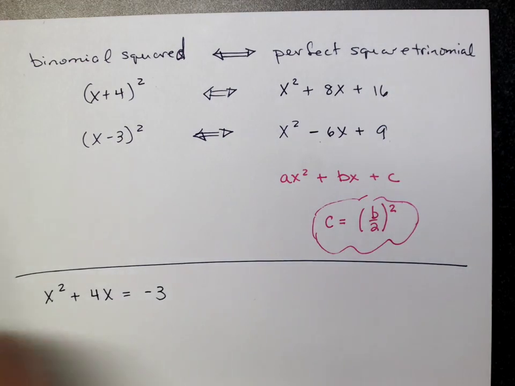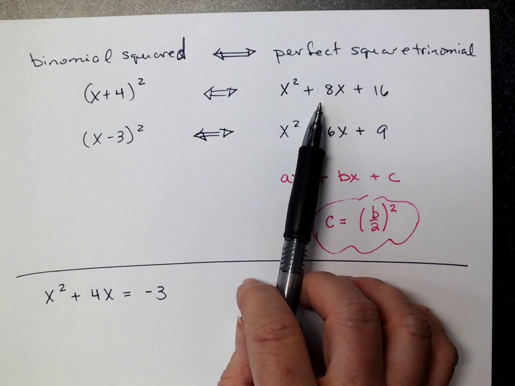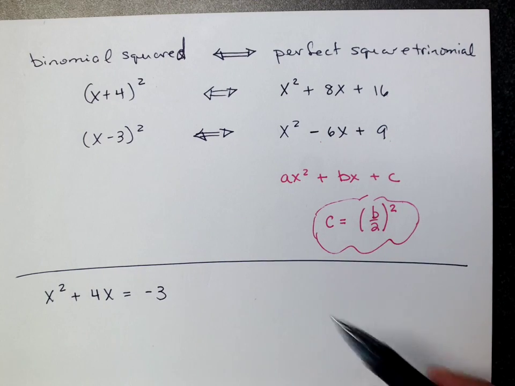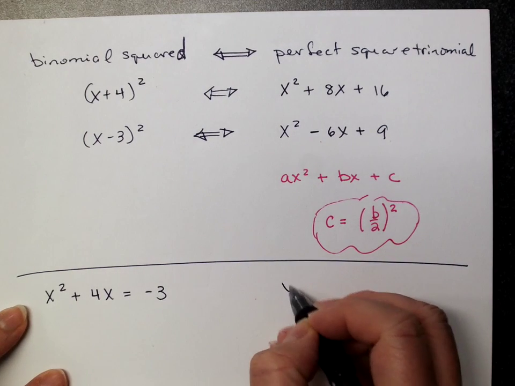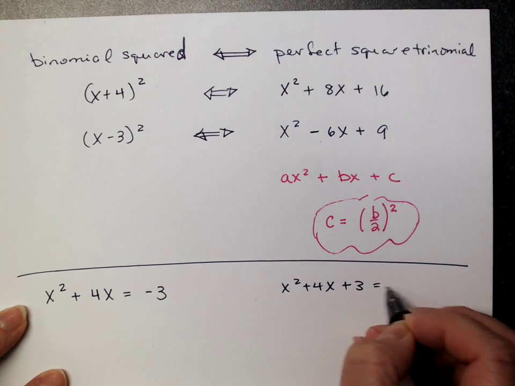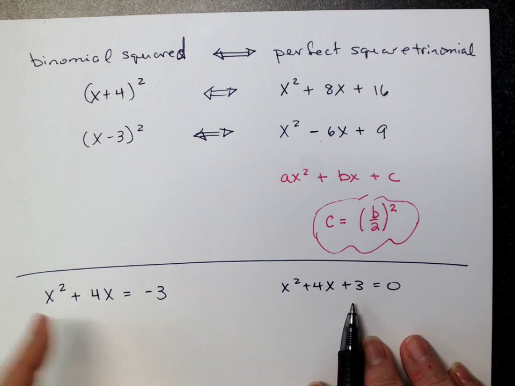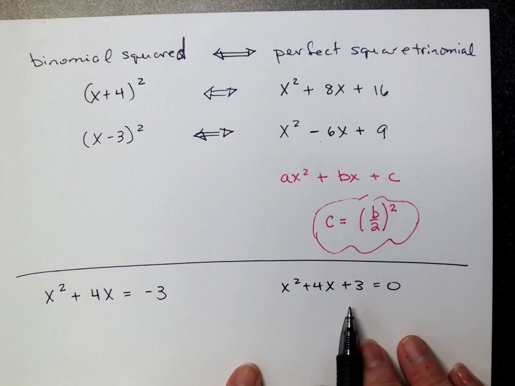Well, we can make a binomial squared if we have a perfect square trinomial. Now, if I added 3 to both sides, so I'm just going to do x squared plus 4x, if I put it in standard form, plus 3 equals 0. Is this a perfect square trinomial? No. So I can't just make it. That 3 is not going to help me.